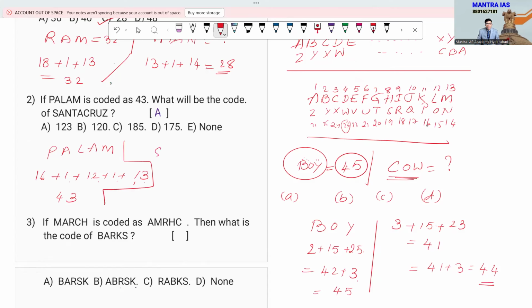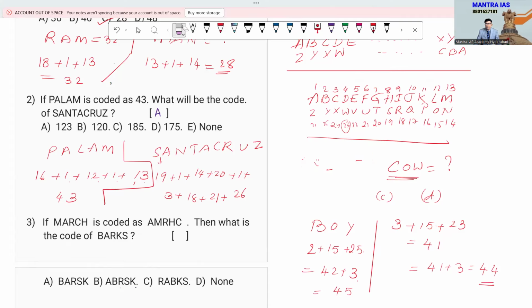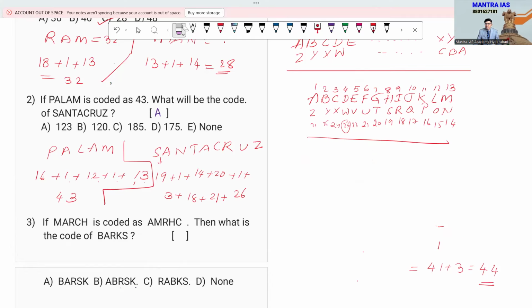In the same fashion, SANTACRUZ. Just write the places: S 19, A 1, N 14, T 20, A 1 and C 3, R 18, U 21 and Z 26. Just focus on S meaning 19 like that. In the beginning, you have to do it by this method, but after practicing maximum numbers, maximum times, you can write without referring to the letters. It is possible for everybody because practice makes a man perfect.